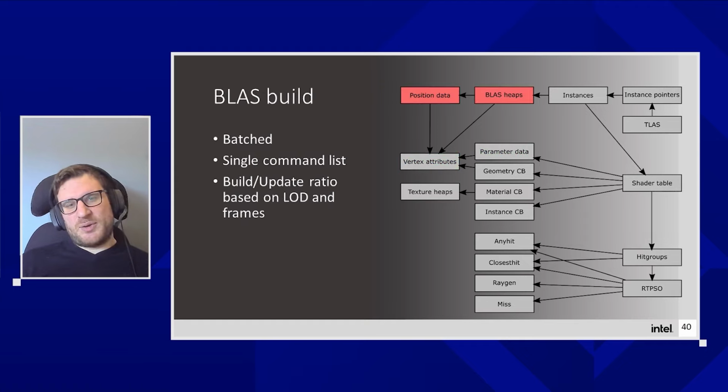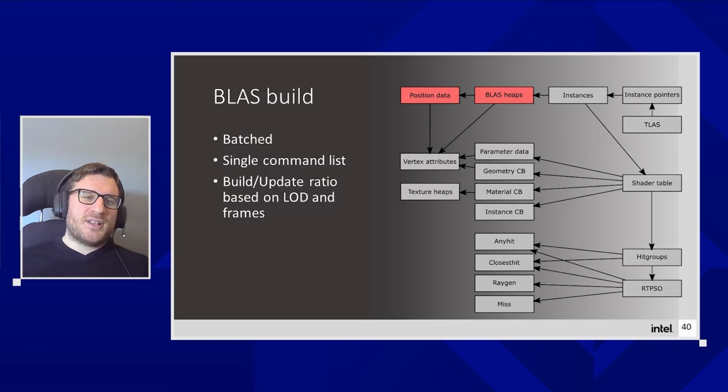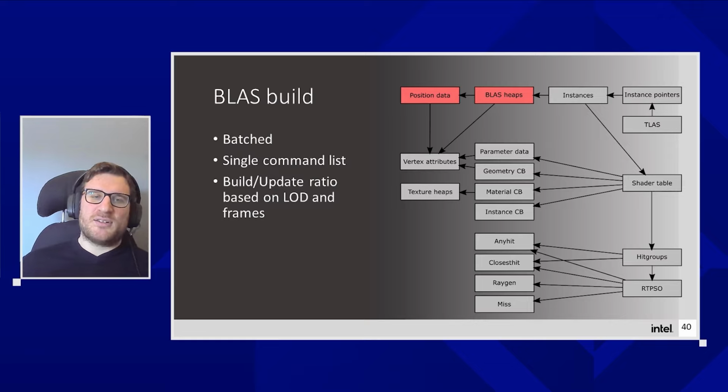This position data we feed straight into our BLAS build. We compact all the builds into one for better performance. And we don't run this multi-threaded. We collect all the acceleration builds into a single command list and run it at once, because this gives us much better performance. As I mentioned before, we can choose when we build. We can build or update an acceleration structure, and this is based on the LOD and which frame we are on. So we have a certain build-update ratio that we can maintain for performance.